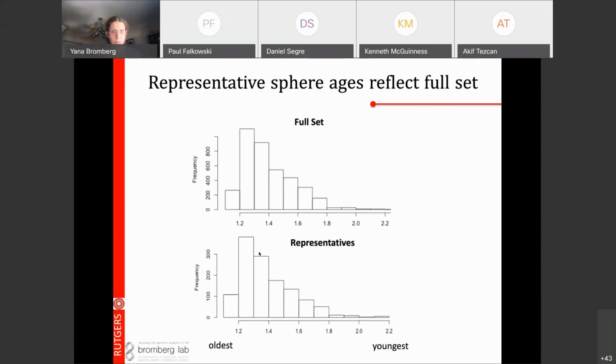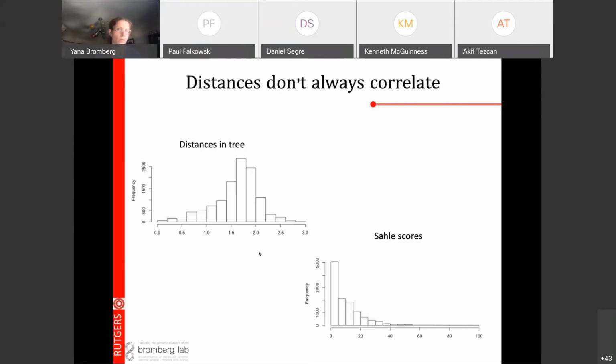All right. So what we observed is that there was some correlation between the distances in the evolutionary tree that we had and the Sahle scores, but not much. And you could see from the distributions that the distances in the tree are roughly normal, whereas the Sahle scores are more skewed towards the left. You expect the correlation to be negative because a lower Sahle score indicates a higher distance in the tree, but you would expect it to be stronger, and it's not.